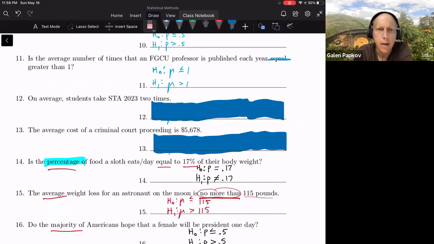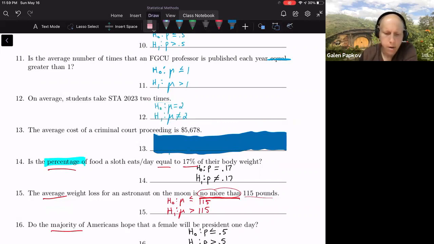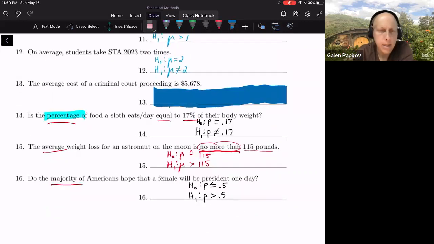12, on average, students take STA 2023 2 times. And so mu equals 2 versus mu not equal to 2 is what I'm looking for here. And finally, the last one that we haven't gone through, the average cost of a criminal court proceeding is $5,678. So average is mu is equal to 5,678 versus not equal to.